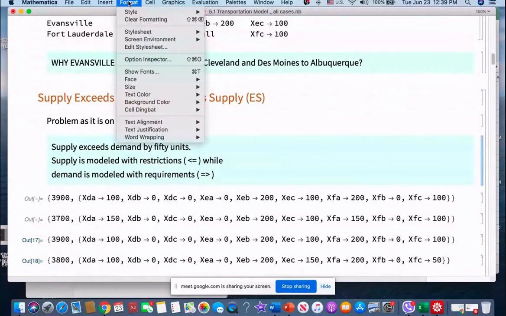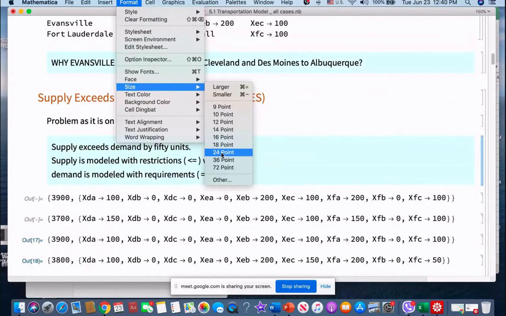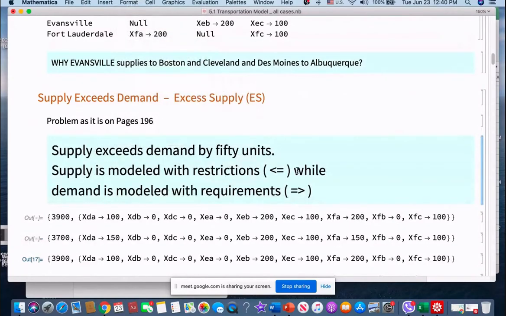The way I use the inequalities, they have a meaning: I cannot go more than a given level. That's a restriction. And I cannot go lower than a given requirement. Supply is restricting us, but demand is a requirement.